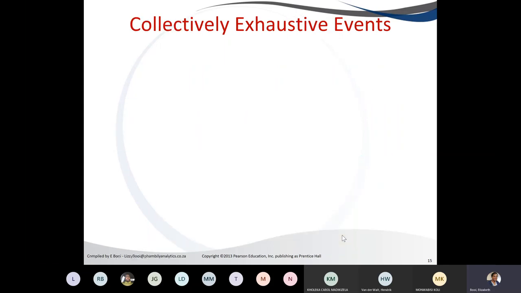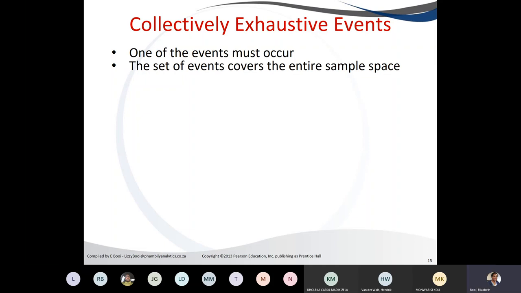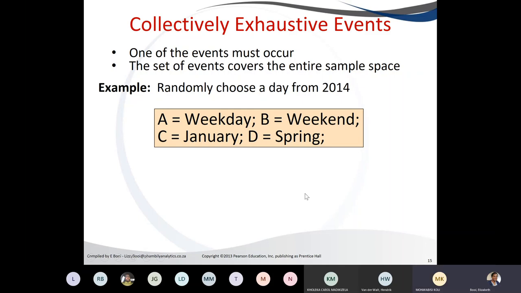Then there can also be collectively exhaustive events. If your events are collectively exhaustive, it means one of the events must occur. A set of events will cover the entire sample space. So if we're looking at the calendar, all possible scenarios of the calendar need to be met so that everything in the sample space is accounted for. What do I mean? Still going to use the calendar. If I choose a day on a weekday and a day on a weekend, already the week is complete.